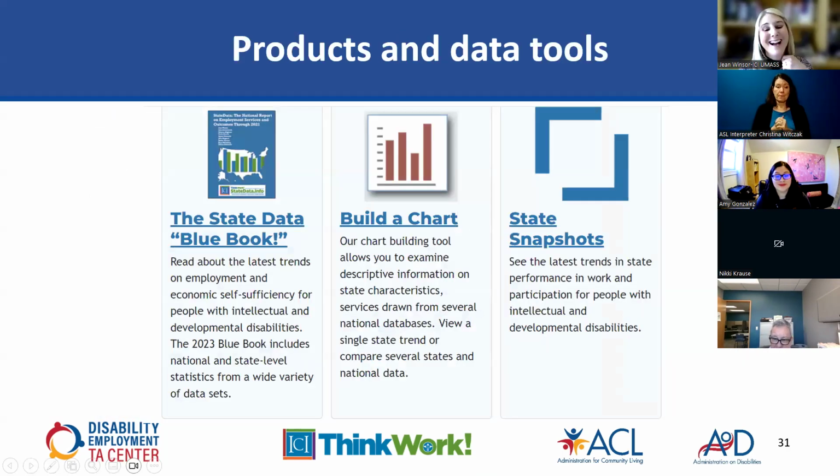And so this is the bottom of the page where we highlight our state data Blue Book, our Build a Chart feature, and then our state snapshots, which are one-pagers where you're able to look at the most recent IDD survey data for your state and compare it to the national average, and the same if your state participates in National Core Indicators. You're able to see a breakdown of your state's data and then how that relates to the national average. So next slide, please.